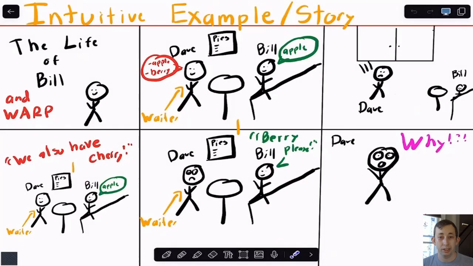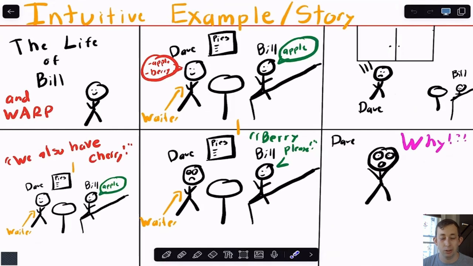So the intuitive example or story when we're talking about WARP is a little comment called The Life of Bill and WARP. Bill is going to a diner. He's going to order some pie. Dave's the waiter and Dave's taking his order. Dave says, all right, Bill, today's pie choices are apple and berry. Which pie would you like? And Bill says, I would like the berry pie, please.